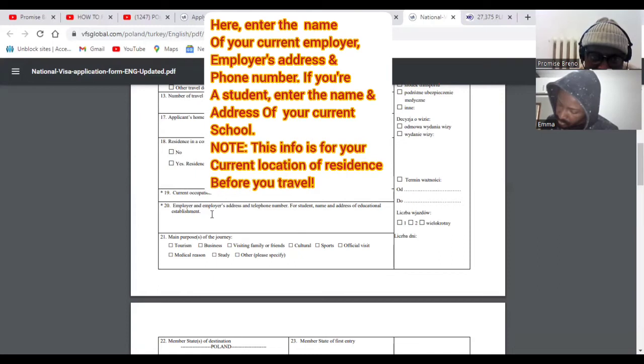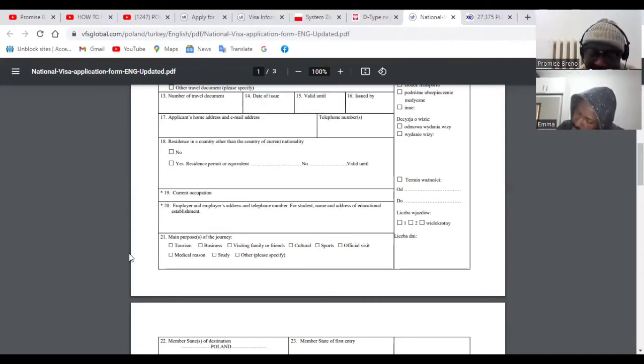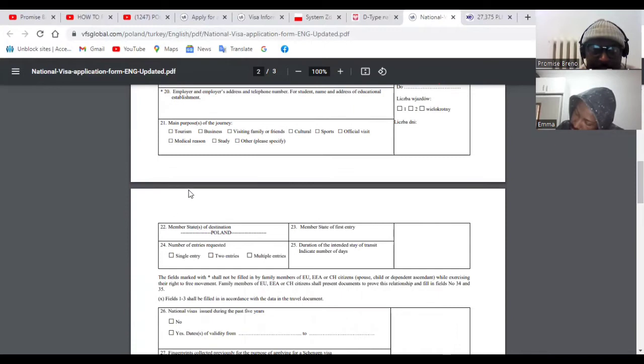Next, employer and employer's address and telephone number. For students, name and address of educational establishment. It's very clear. Enter the name of your employer. Next, main purpose of the journey.